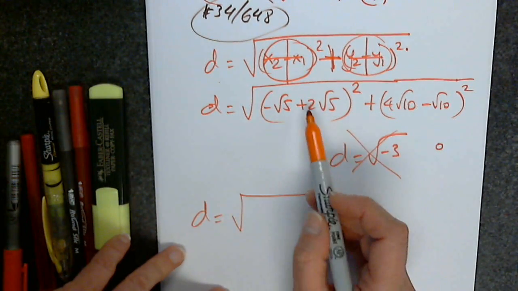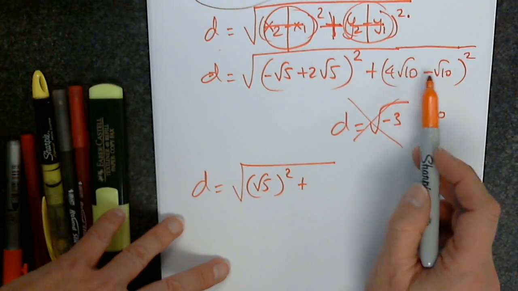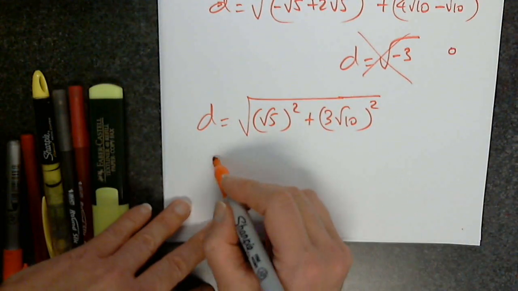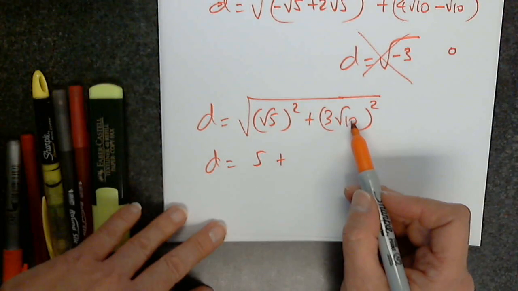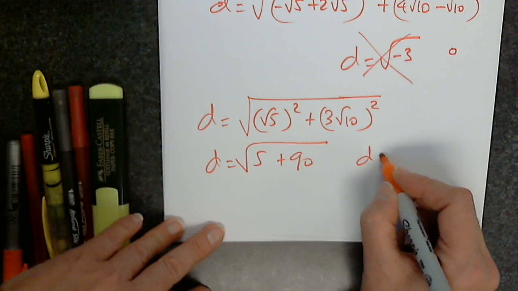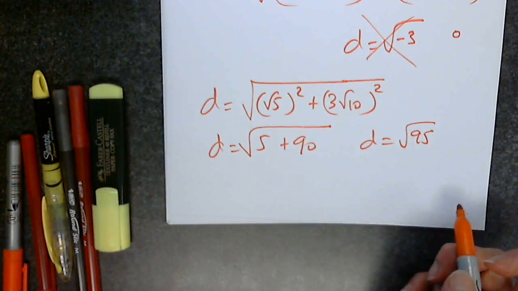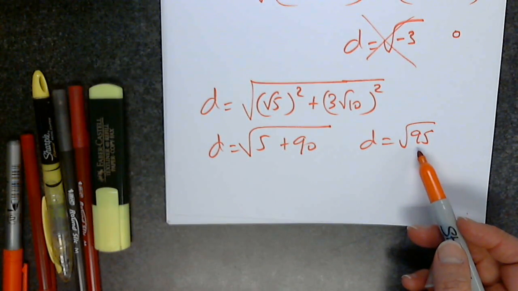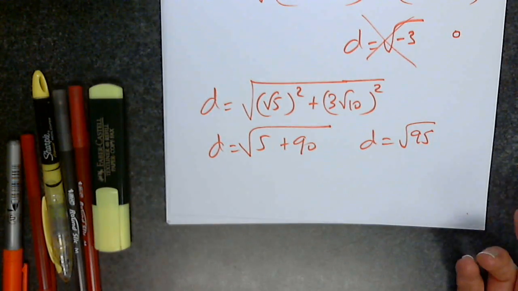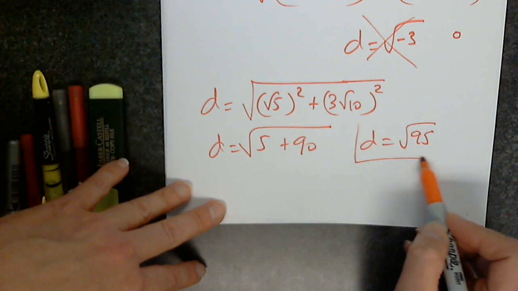So now the square root: 2 apples minus an apple is an apple, plus 4 apples minus 1 apple is 3 apples. And now I square, and I get 5 plus 10, but this is 9, so plus 90. So D equals the square root of 95. If I divide by 5, I get 19. So I can't do anything, right? So I cannot further simplify it.